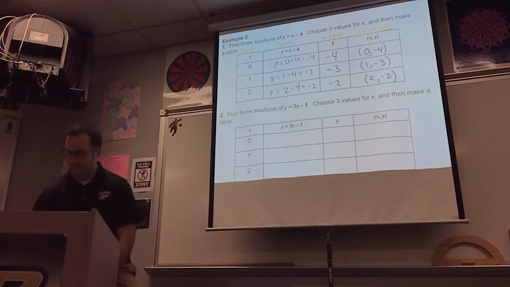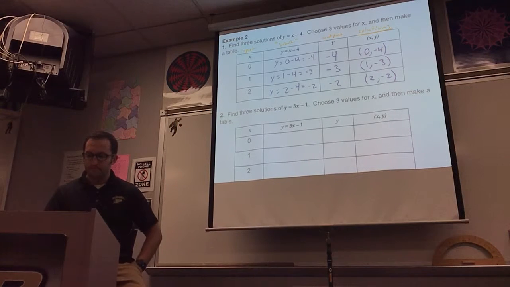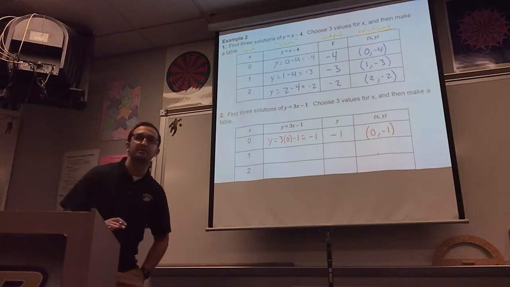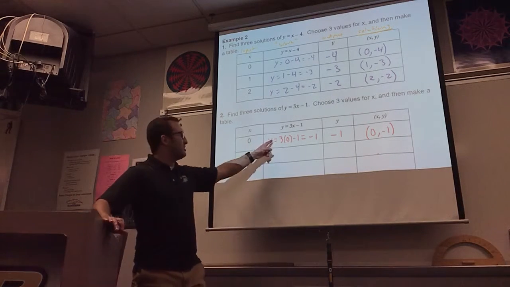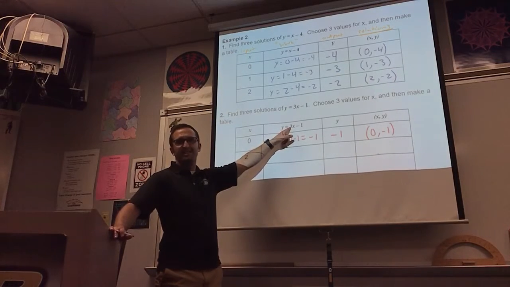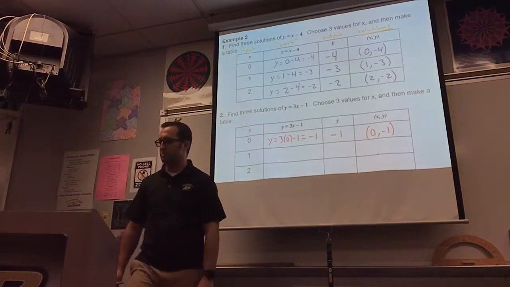All right, Luke, give us the first one. Okay, y equals 3 in parentheses 0 minus 1 equals negative 1. Perfect, man. And then the y column, negative 1. Awesome. And then the xy column, 0 and negative 1. Absolutely. Outstanding. Why is 0 nice to plug in? Because no matter what you multiply by it, it's still going to be 0, right? That's why 0 is a nice number to plug in.